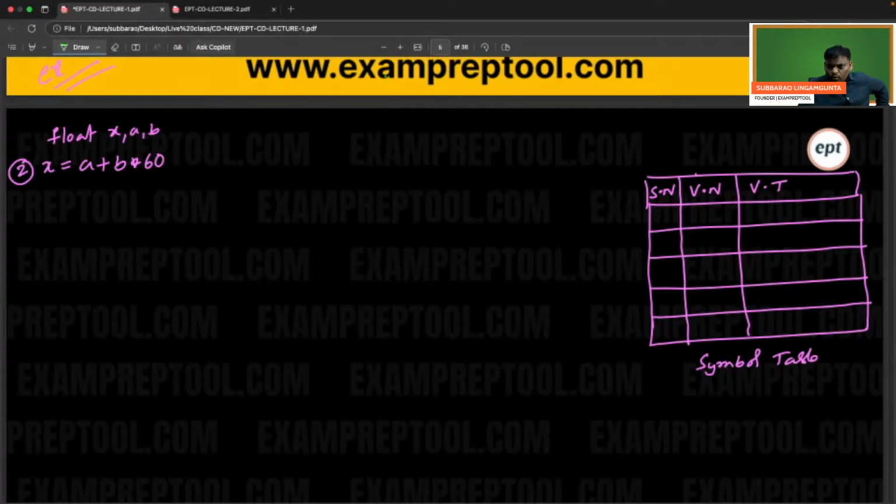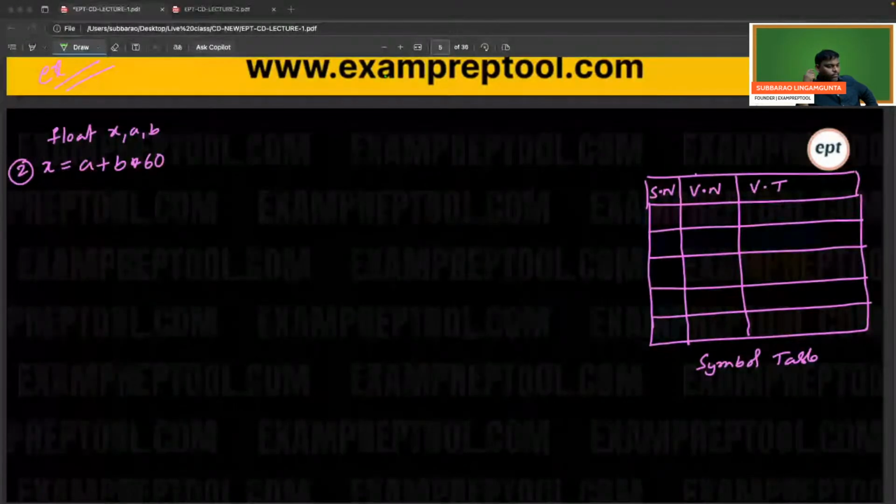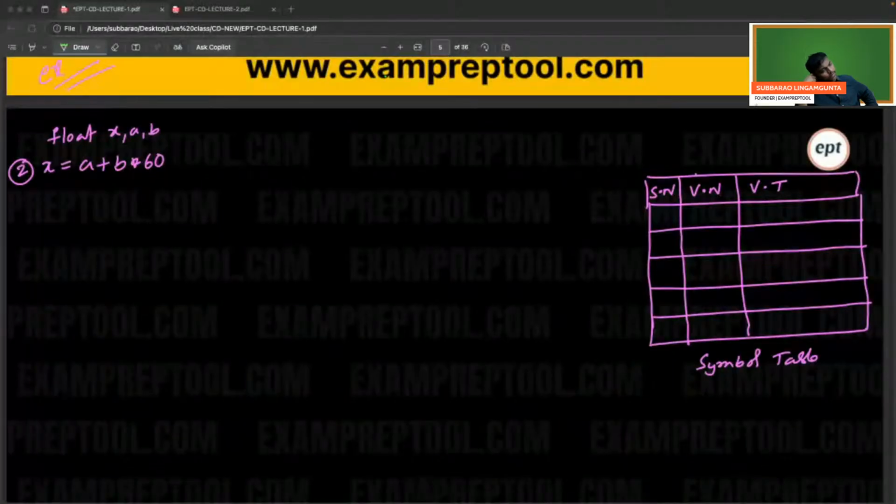Right now, before starting the actual game, I will ask everyone one simple question: who can store inside the symbol table? Make it fast. Who can store inside the symbol table?